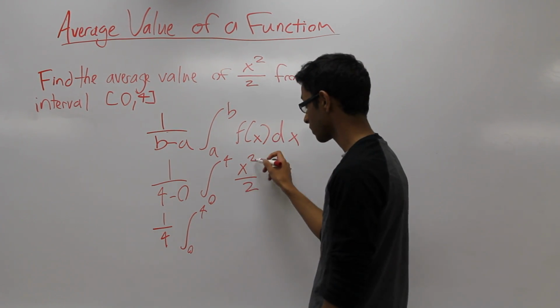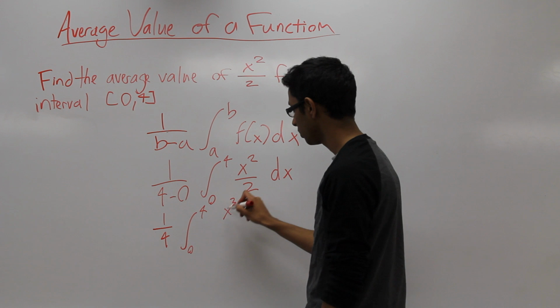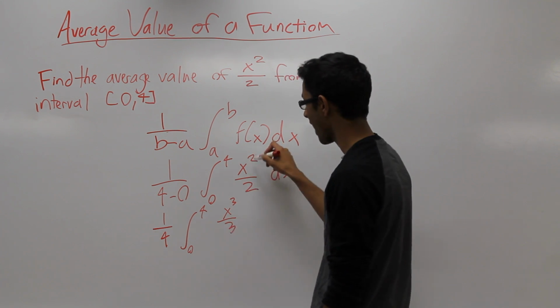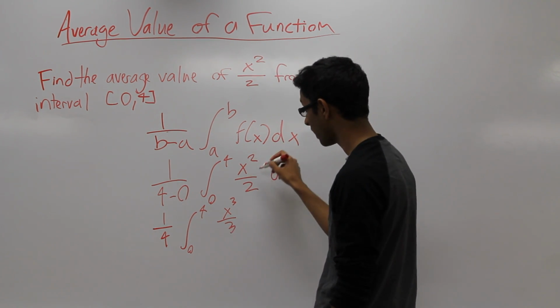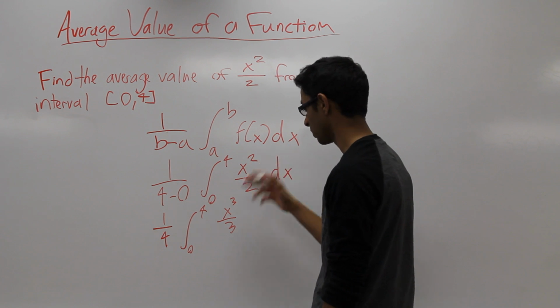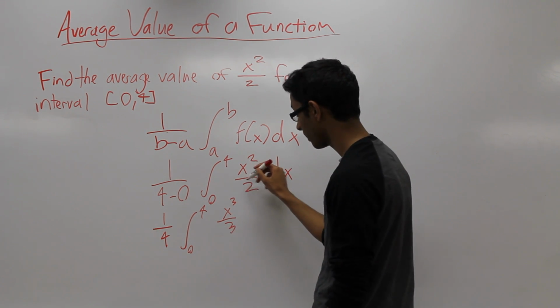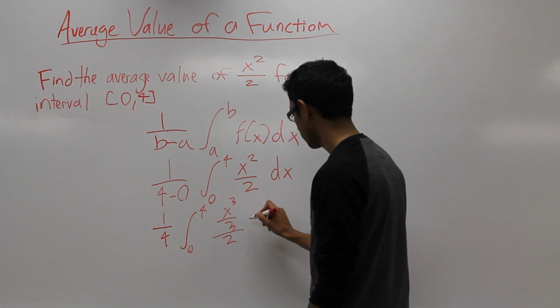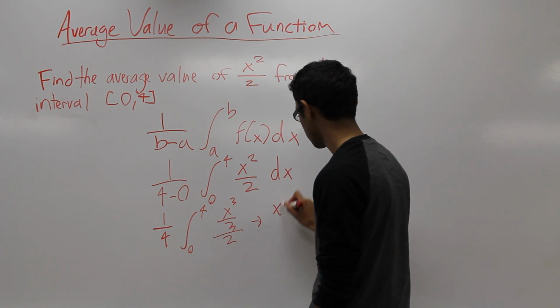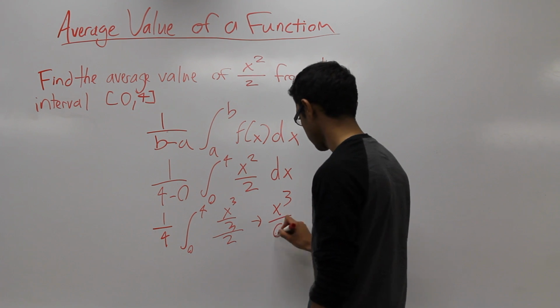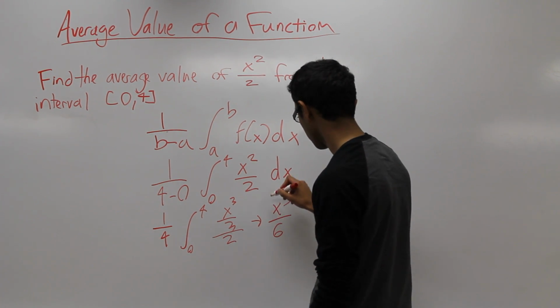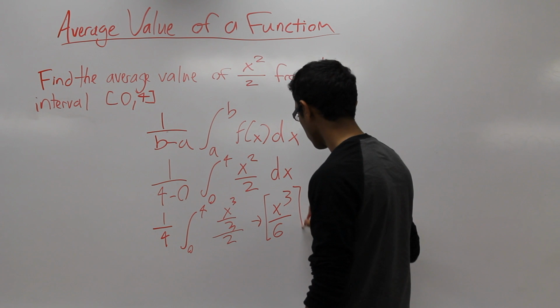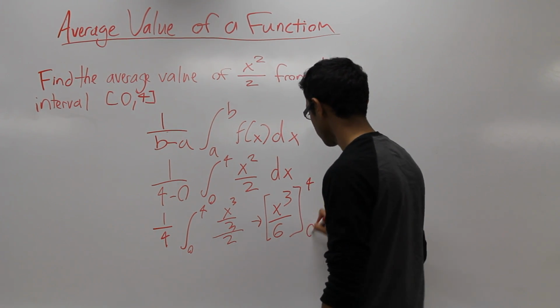And the integral of x squared is x cubed over 3, because you add 1 to the exponent and then you divide it by the exponent plus 1. And then you have to multiply that by 1/2 because it started out divided by 2, which simplifies to x cubed over 6 dx. That's your integral, which you have to now evaluate at 4 and 0.